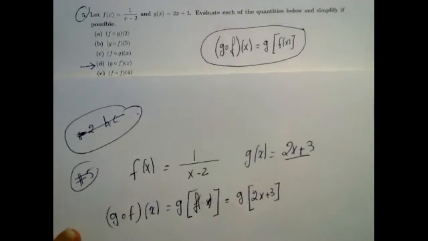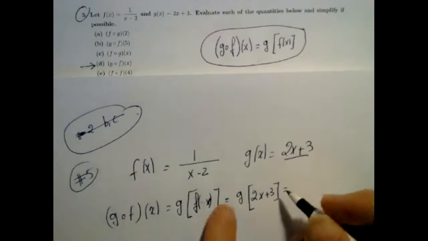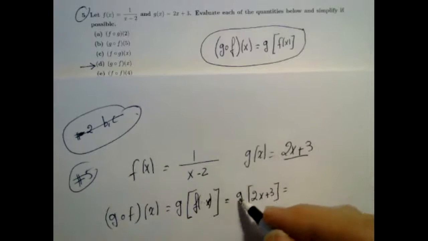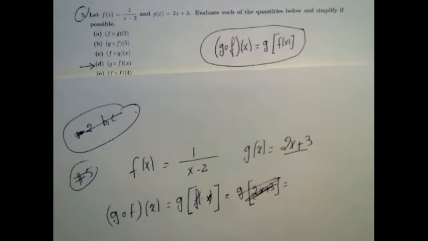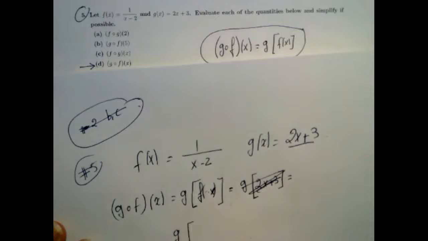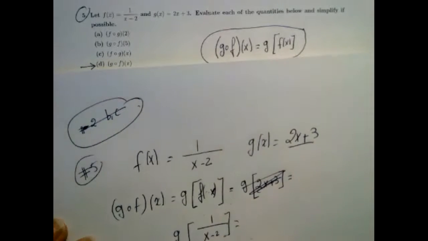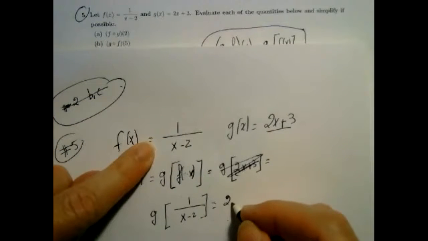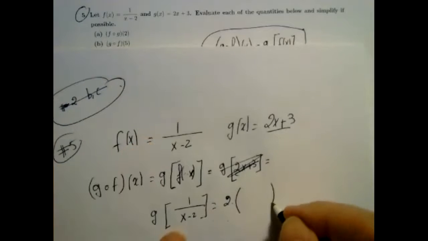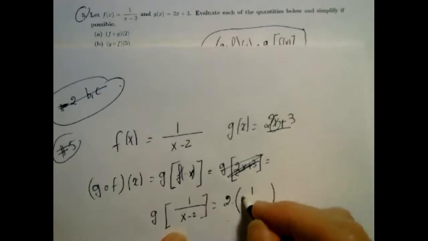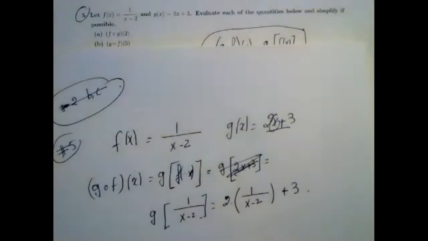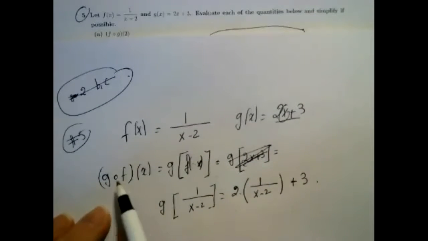And now I have to ask myself, what does g do? Oh, I'm sorry, I apologize. It's g of 1 over x minus 2. This is what f of x is. But now what does g do? g is 2 times what you input plus 3. Okay, so let us repeat.